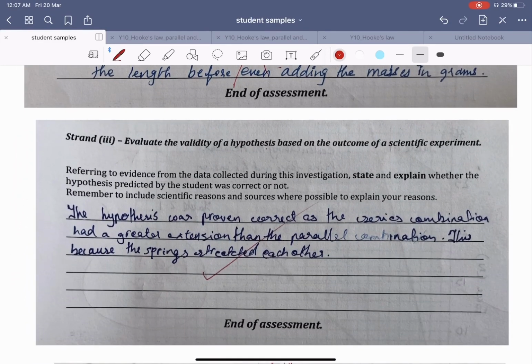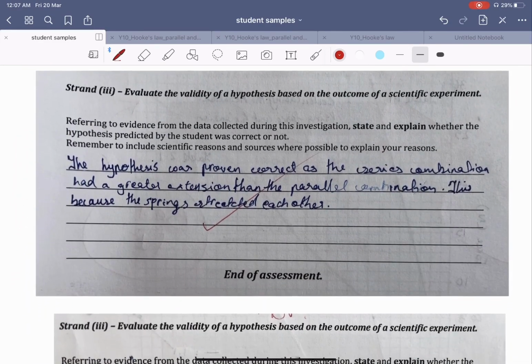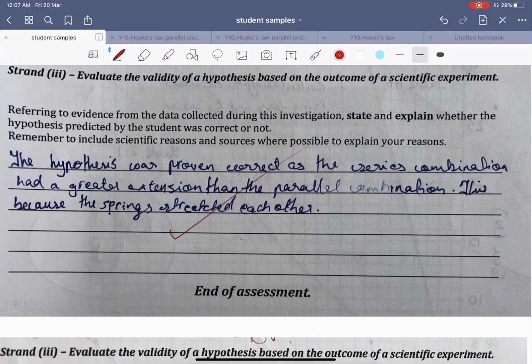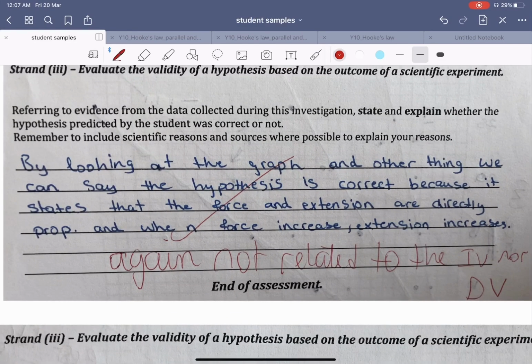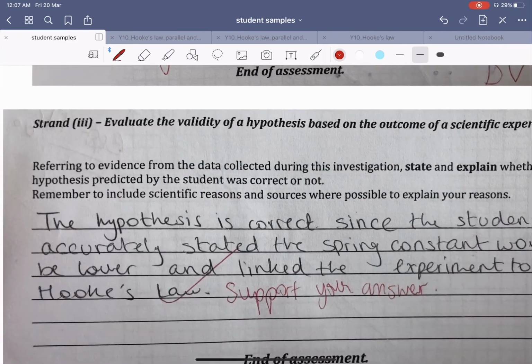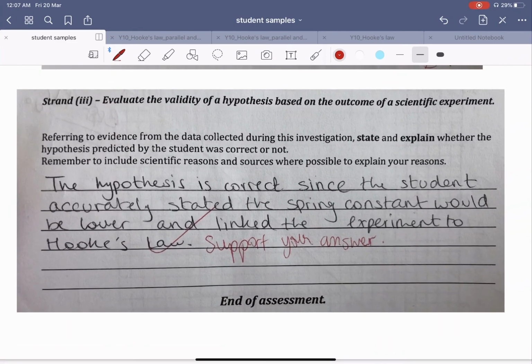Okay, so I'm just showing you some examples of the students. I'm pretty sure that if it's not your paper, you got something very similar. You're not hitting the target. This is why your marks were not as expected. Again, not related to IV nor DV. You see, your answers are correct scientifically, but they're not what I want or what I need.